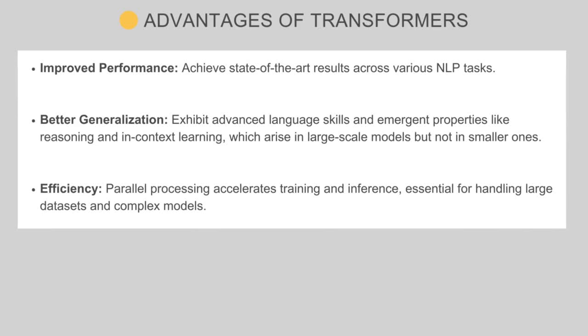Transformers are also quite efficient. So parallel processing significantly improves training efficiency. Parallel processing in language models refers to techniques that enable multiple computations to occur simultaneously, significantly speeding up training and inference. So this is crucial for handling the large data sets and complex architectures of modern language models.